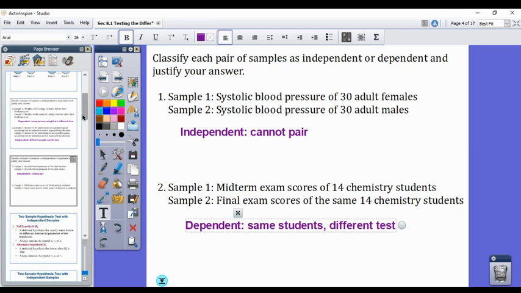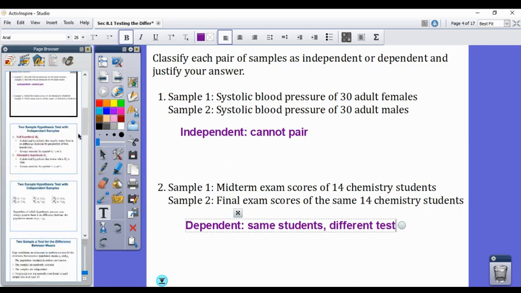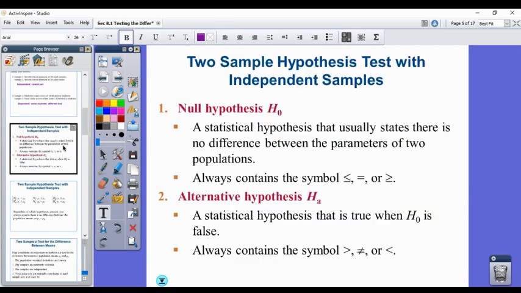All right, so just like we have been practicing for a while now, your null hypothesis is going to say that there's no difference between the parameters of the two populations. So in this case, we're always going to have our equal sign with the null hypothesis. With your alternative hypothesis, remember this is going to be true or false. It's going to contain your symbols of greater than, not equal to, or less than.